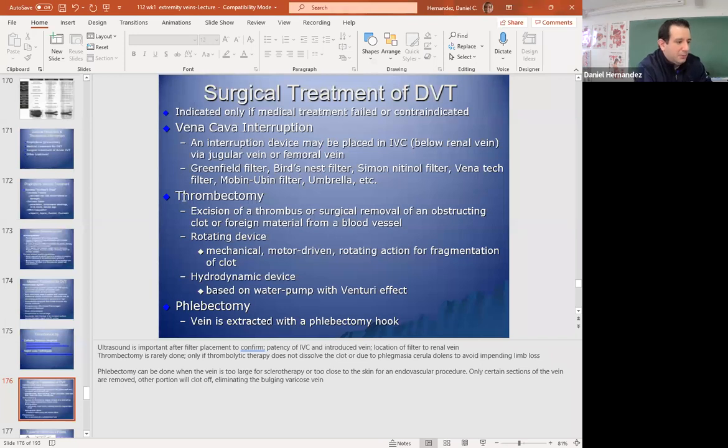We can also do thrombectomy. That's the actual surgical removal of the thrombus within the vessels themselves. It can be done with a rotating, mechanical, motor-driven device which has a rotating action that breaks up the thrombus and then through suction removes it out. Or we can do a phlebectomy. This is a vein that's extracted with a phlebectomy hook to actually remove the vessel itself.